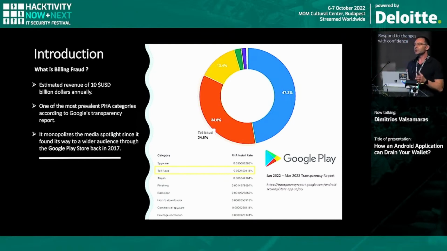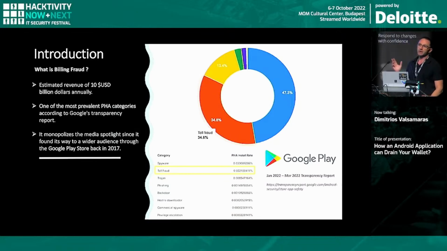By billing fraud, we refer to the malware category which contains code that can charge the user in an intentionally deceptive way. We have a couple of subcategories of billing fraud. We have SMS fraud, call fraud, and toll fraud, with the last one being the most interesting one and the one that we're going to focus on in this presentation.